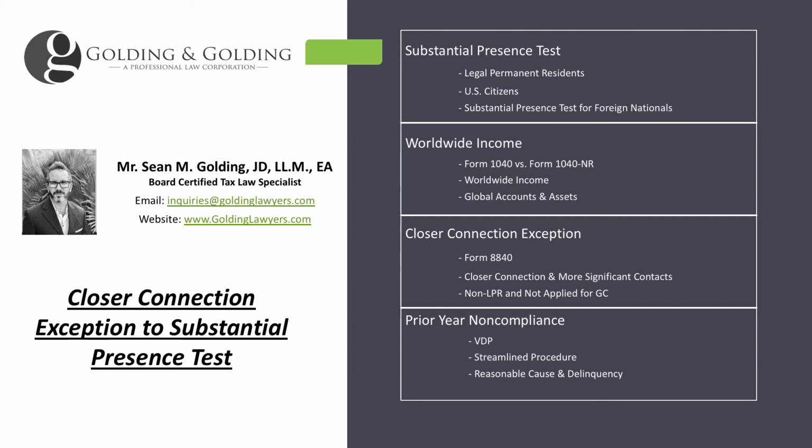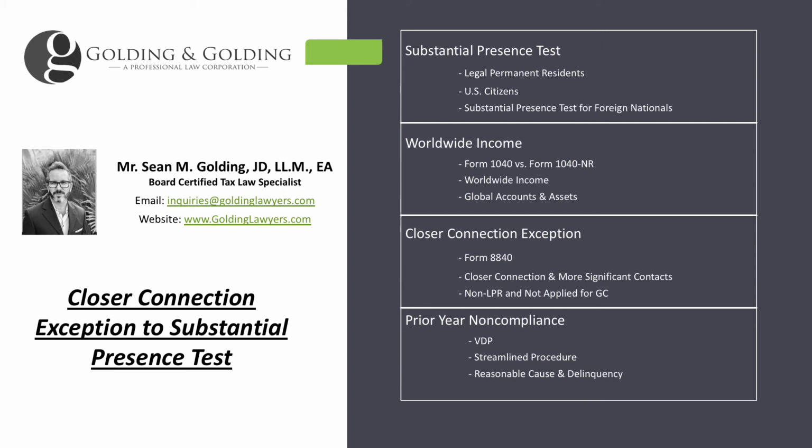So, closer connection. Basically what the IRS says is, look, even if you're a foreign national who meets the substantial presence test, you may still be able to avoid substantial presence if you can show a closer connection to another country or countries. You have to show you have significant contacts with that country, and there's a whole bunch of little tricks to be aware of. So for example, green card holders, aka legal permanent residents, they can't use this.